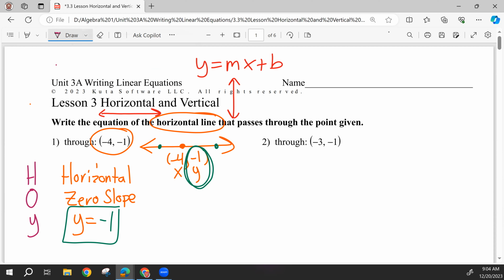So if I look at this one, I want a horizontal line and I want it to go through this point. My horizontal line has zero slope and the equation y equals. I find the y value. The equation is y equals -1. So these two lines have the same equation. That means this is the same line. It goes through both of these points because the y values are the same and they're horizontal.